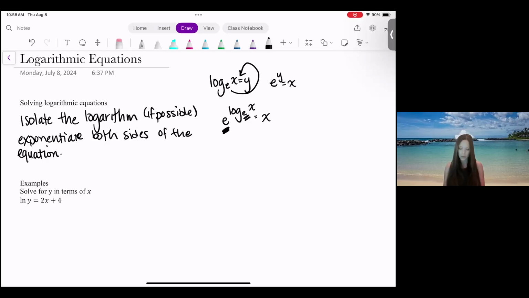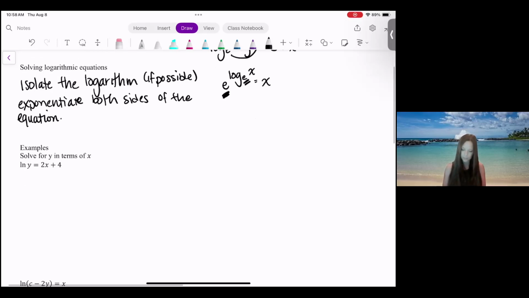So let's start off with this first example. Notice that the directions ask us to solve for y in terms of x, because we have both variables. And that's important to know, which variable am I solving for? On the left-hand side, I have the natural log of y, and on the right-hand side, I have 2x plus 4. The logarithm is isolated on the left-hand side. I can go ahead and exponentiate both sides of the equal sign to move forward with solving.